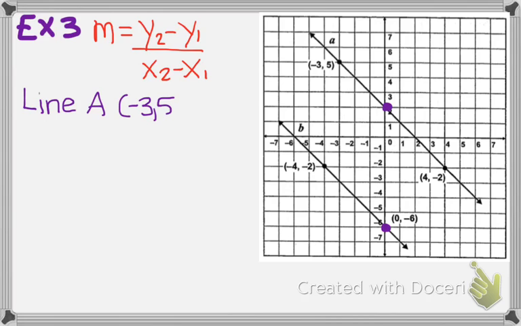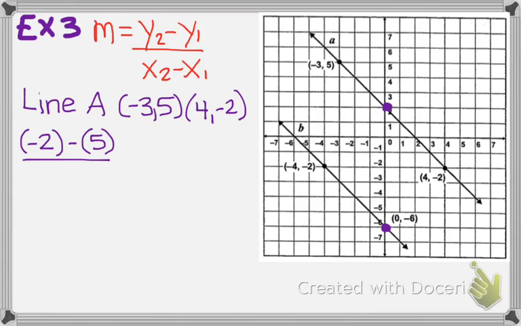Negative 3, 5, and 4, negative 2, and plug this into our formula: y2 minus y1 over x2 minus x1. Negative 2 minus 5 is negative 7. 4 minus negative 3 is positive 7. This means that my slope is negative 1. I can confirm this by looking at my graph and using rise over run.